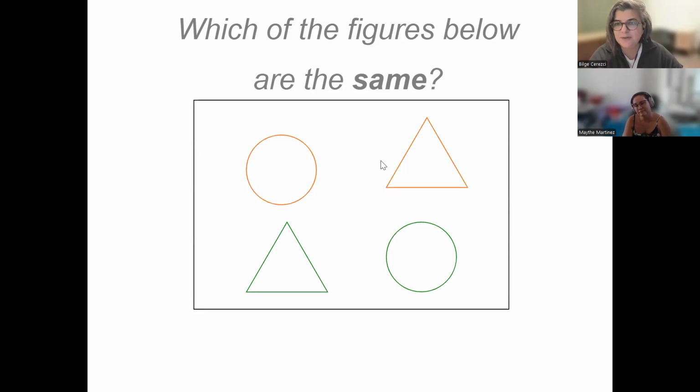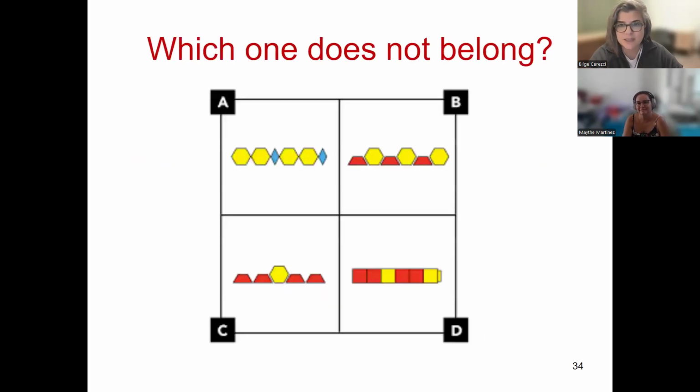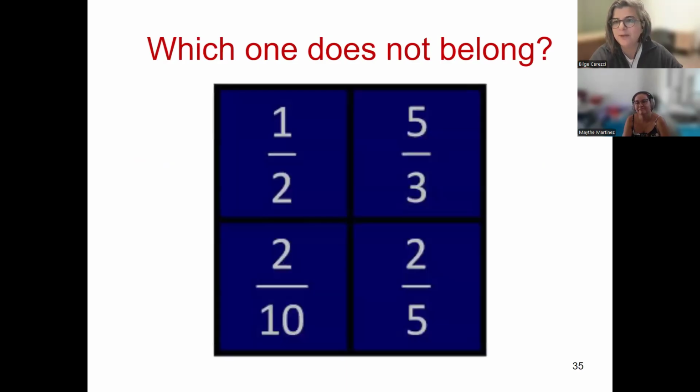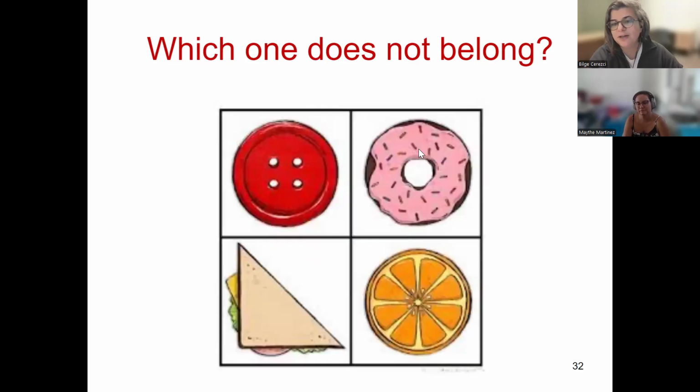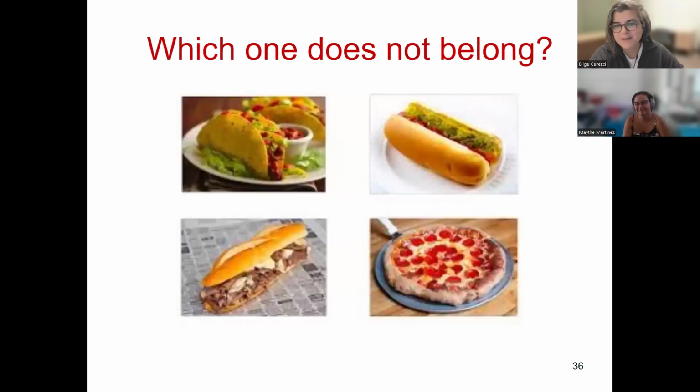And the sky is the limit in terms of what kids can say. These are some other additional visuals that you can utilize, which one doesn't belong. Again, depending on the grade level, the visual gets more complex. This is going to be for older kids. This is going to be for younger kids. And this one is for everyone who consumes these food items too, so anyone can join, even adults.